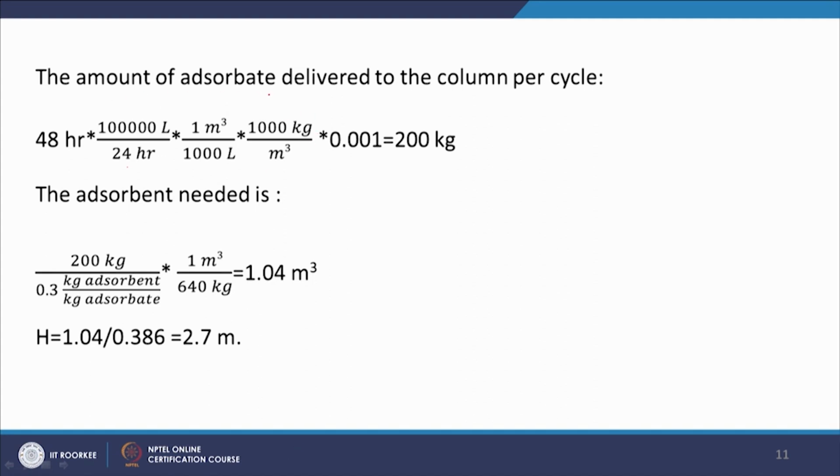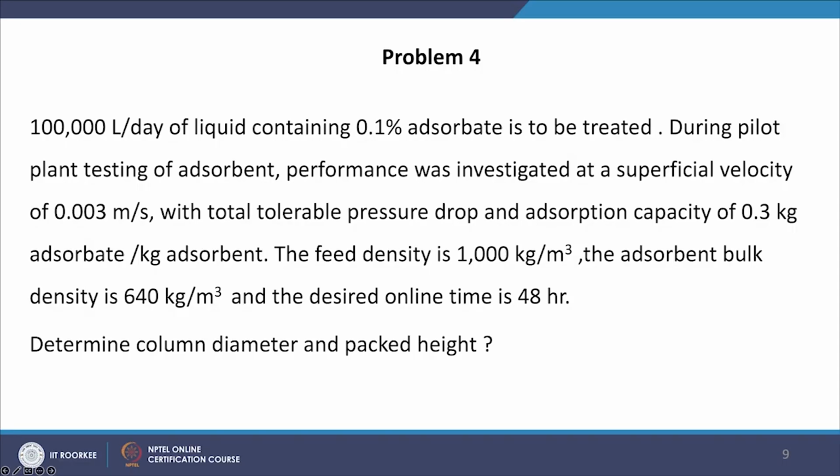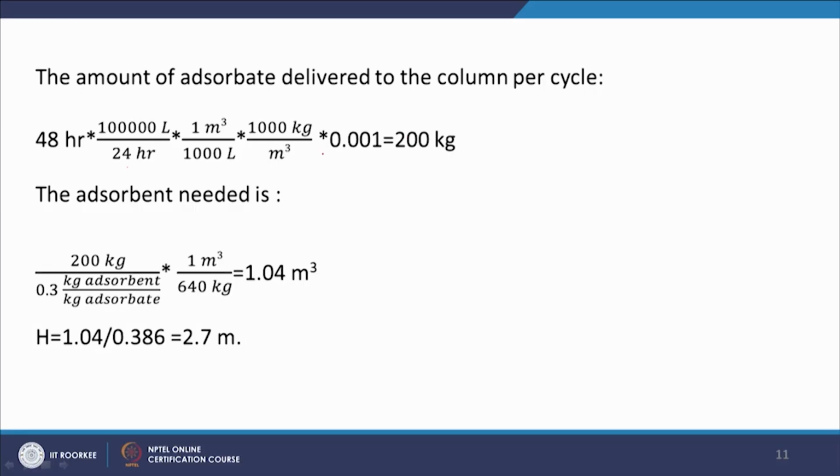This is the mass of the total inlet, but we have to calculate the amount of adsorbate delivered. So, what is the percentage it is given? It is the percentage of adsorbate that is given, that is 0.1%. So, we have multiplied by 0.001. So, this value is coming as 200 kg. So, this 200 kg is the amount of adsorbate delivered to the column per cycle.